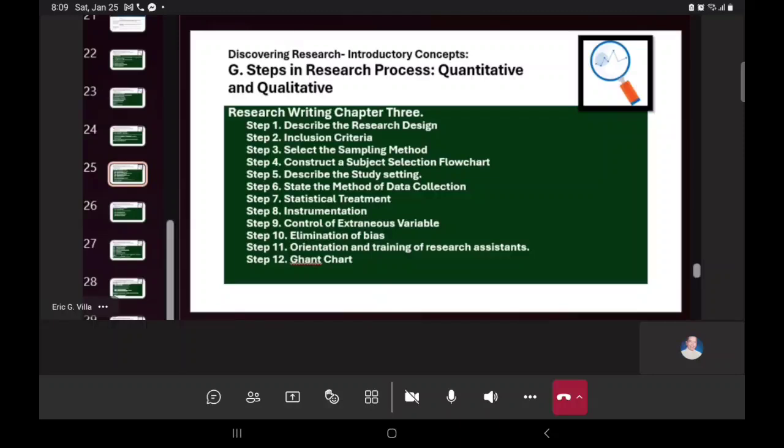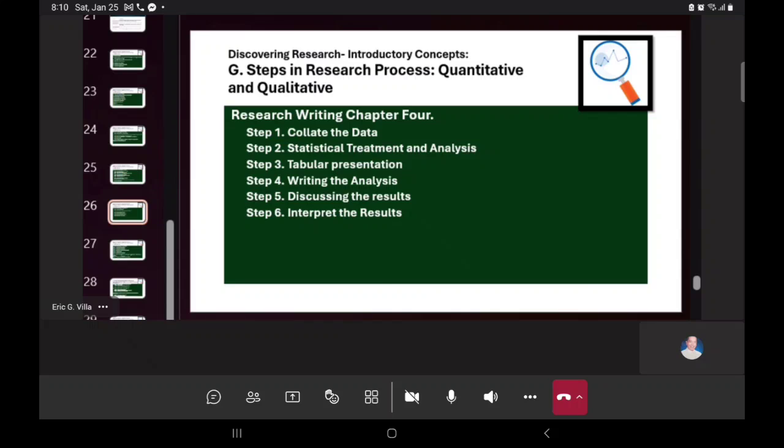These 12 steps create a systematic approach for writing the chapter theme, and this ensures methodological rigor, maintains research quality, facilitates clear documentation, promotes efficient execution, and supports both qualitative and quantitative approaches.